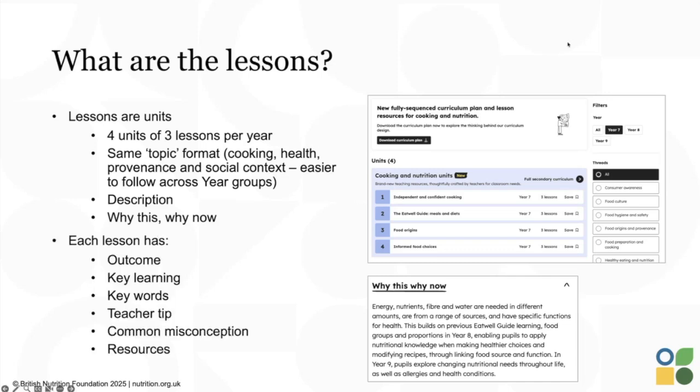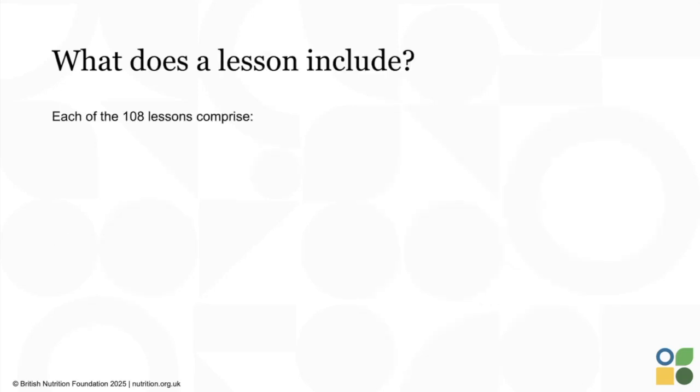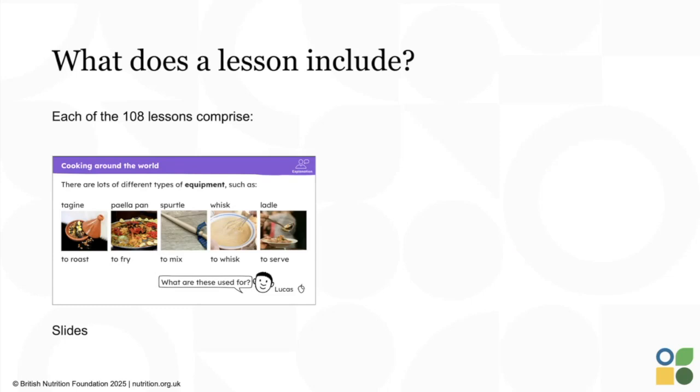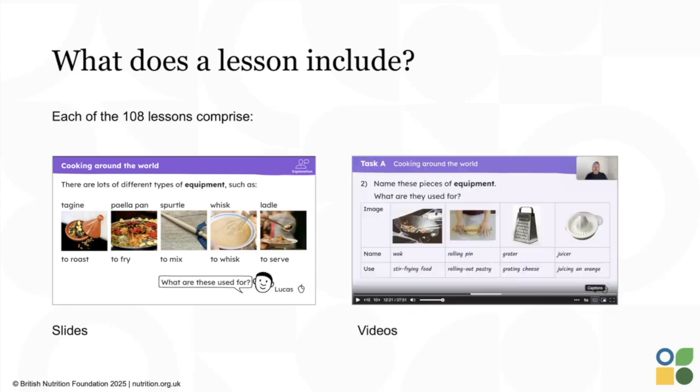And each lesson has a different sort of set of parameters. So every one has an outcome, key learning, then we have lots of key words, a teacher tip, which I think is really helpful. And then we have common misconception, which is sometimes a great way to start a lesson. And then we have resources too. And those resources include things like slide decks. So each of the 108 lessons all have this. So slide decks, there's quite a lot of slides in them, but you pick and use what you want. And there's also some great Oak characters there to bring it to life too.